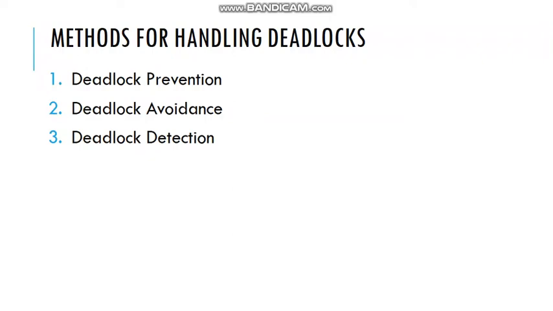So last session we have seen how the resource allocation graph is drawn for the processes and resources. So today we are going to see what are the methods for handling deadlocks. So there are three methods. First one is deadlock prevention, second one is deadlock avoidance, third one is deadlock detection. So first we're going to see what deadlock prevention means.